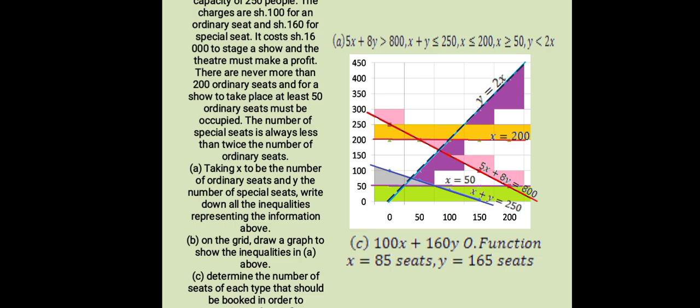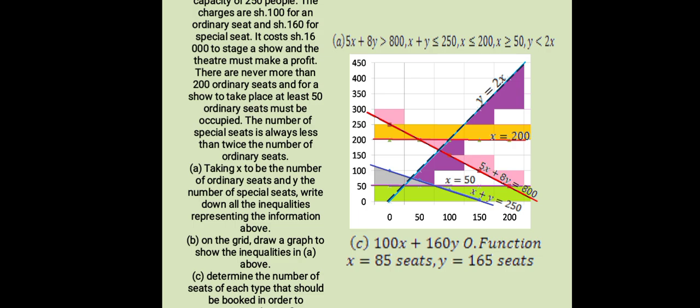A theater has a seating capacity of 250 people. The charges are 100 shillings for an ordinary seat and 160 shillings for special seat. It costs 16,000 shillings to stage a show and the theater must make a profit. There are never more than 200 ordinary seats, and for a show to take place, at least 50 ordinary seats must be occupied. The number of special seats is always less than twice the number of ordinary seats.